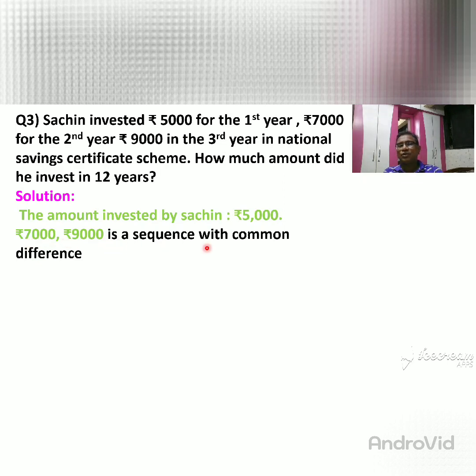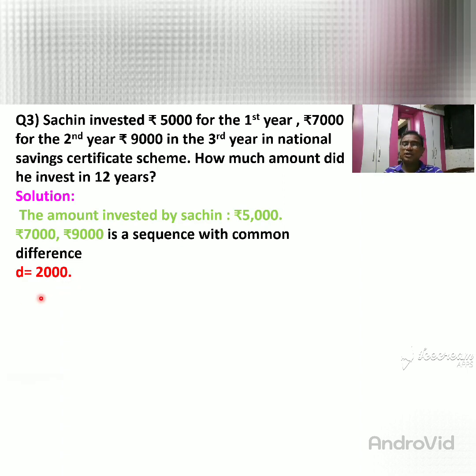It is a sequence with a common difference. See, 7,000 minus 5,000 is 2,000. 9,000 minus 7,000 is 2,000. So the sequence has the same common difference, so it is an AP. D, the common difference, is 2000. How do you get 2000? See, 5000 is T1, 7000 is T2, 9000 is T3. T2 minus T1, 7000 minus 5000, you get 2000. 9000 minus 7000, you get 2000. So this is D, 2000.